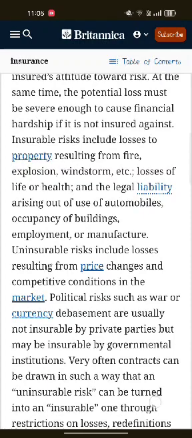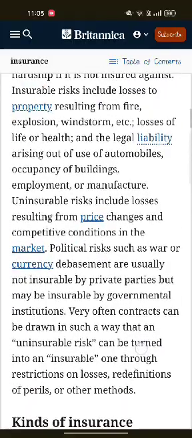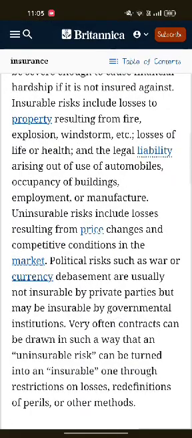Political risks such as war or currency debasement are usually not insurable by private parties but may be insurable by government institutions. Very often, a contract can be drawn in such a way that an uninsurable risk can be turned into an insurable one through restriction on loss and redefinition of perils.